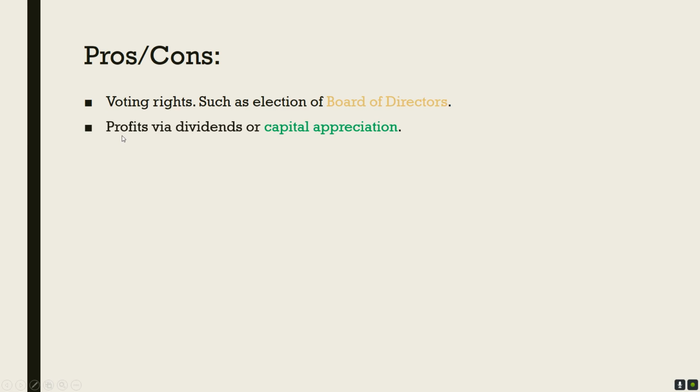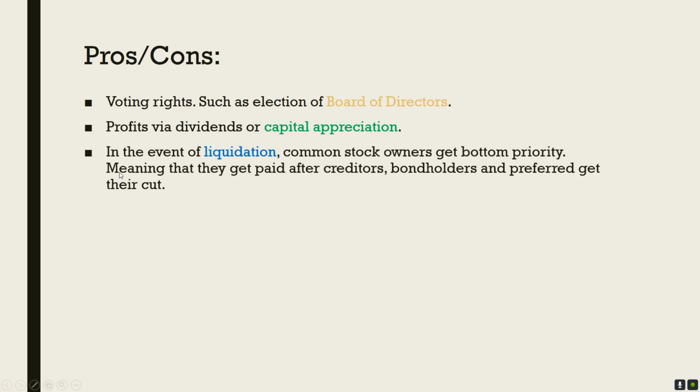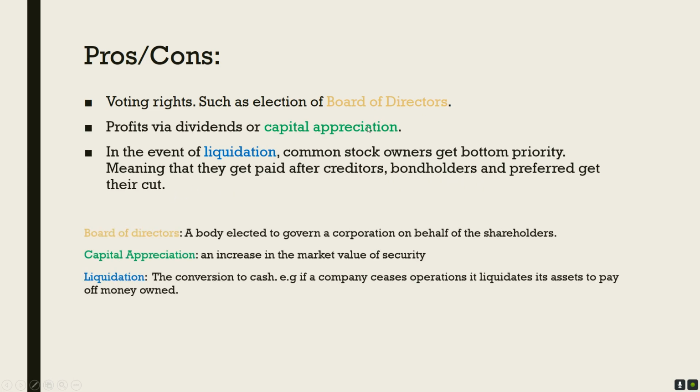What else? Pros are profit. They will get profits via dividends, which we'll talk about in another video, or capital appreciation. In the event of liquidation, common stock owners get bottom priority, meaning that they get paid after creditors, bondholders, and preferreds get their cut. Board of directors here means a body elected to govern a corporation on behalf of the shareholders. And capital appreciation means an increase in the market value of the securities.